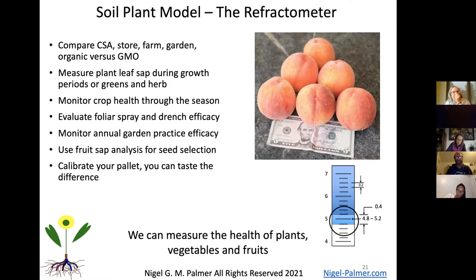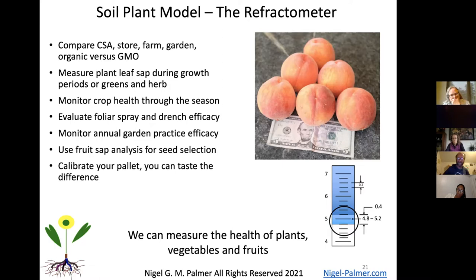If I have two tomatoes and one has a refractive index of 7 and the other has a refractive index of 4, it's the one that has a refractive index of 7 that I'm going to save the seeds from. You can also use it to calibrate your palate. Clearly, you know if something tastes better or not, but you can actually put a number to that.